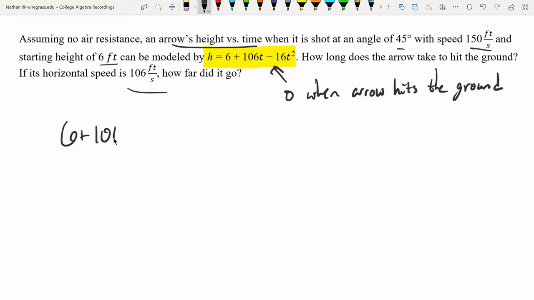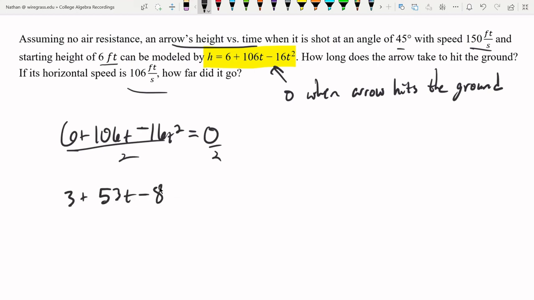So 6 plus 106t minus 16t squared. This equation actually comes from the kinematic equation in physics. It's pretty easy to derive once you know how to work with those. This is just a quadratic equation. We can solve it using the normal methods. I'm going to go ahead and divide by 2. That gives me 3 plus 53t minus 8t squared.